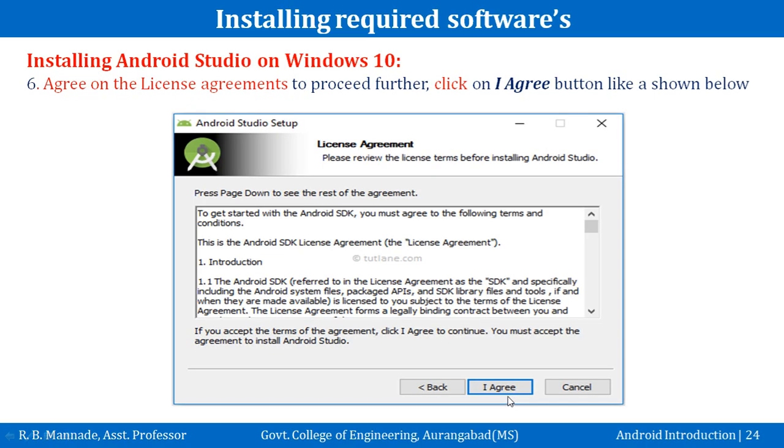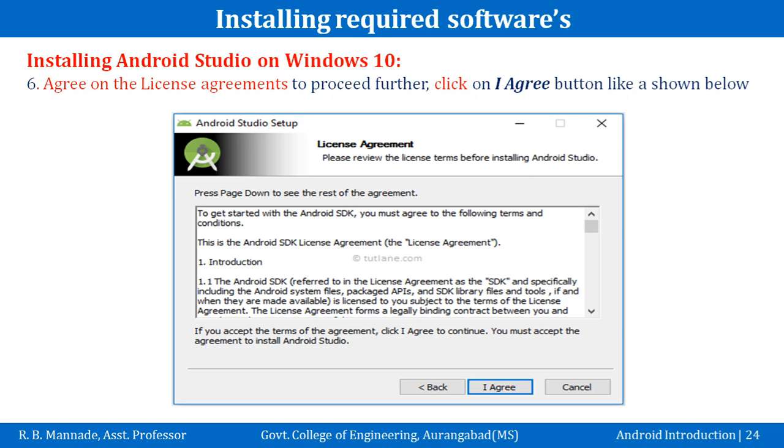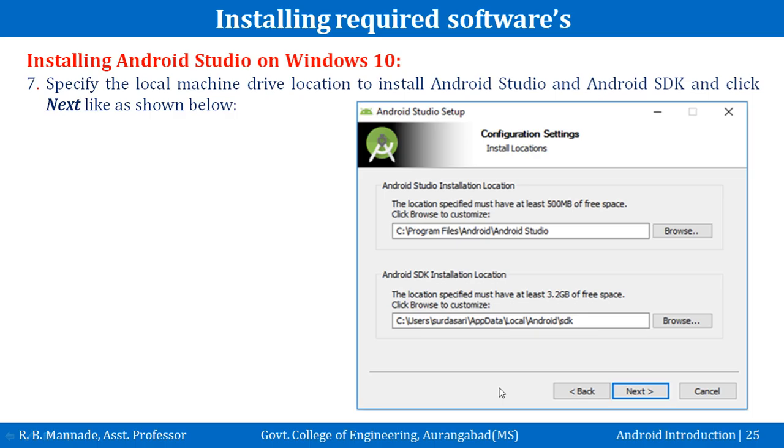In the next window it will show you the license agreement. So it is recommended that you go through all the text, and then click on the I Agree button. After clicking on the I Agree button, it will take you to the next window where there are some configuration settings.